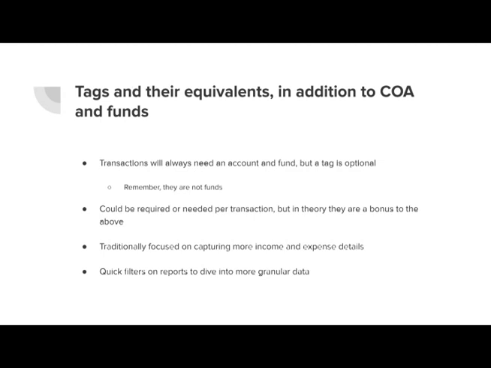It doesn't replace the fund, doesn't replace an account, but it does add more detail to income and expense activity. Sorry, I tried to do that one fast. I hope that example makes sense, but yeah.